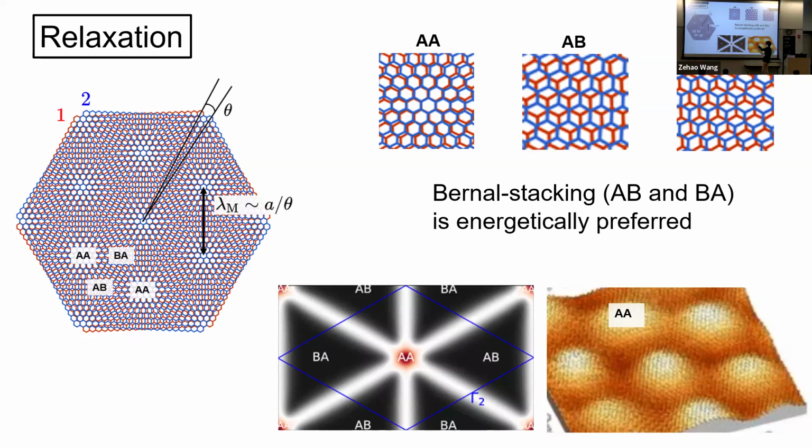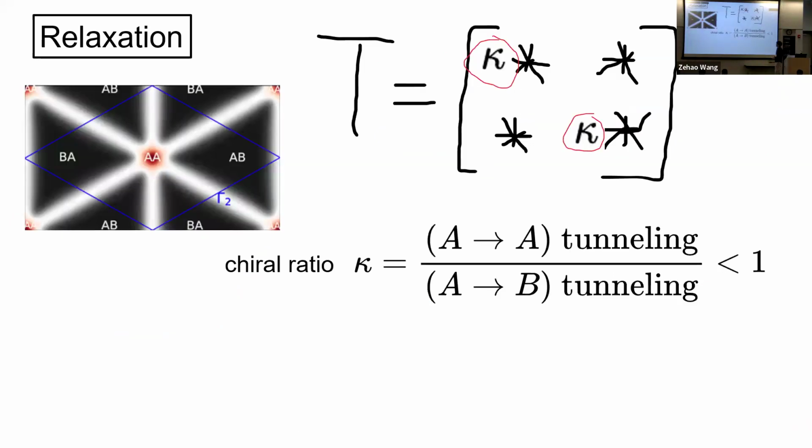So how do we incorporate this newfound information into our model? Well, one way is to simply modify this tunneling matrix. Now that we know that AB and BA are the dominant stackings, we would guess that the diagonal pieces of the tunneling matrix are actually suppressed, because for most of the system, it's Bernal stacking, so A is close to B and vice versa. So we can incorporate this with this parameter kappa, which is less than 1. We call this the chiral ratio, and this will suppress for us the intra-sublattice hoppings.